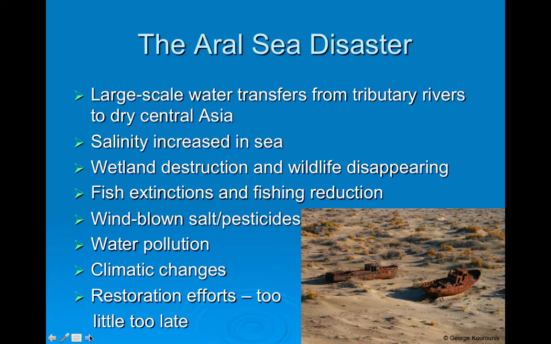Two major rivers that fed the sea were diverted by the Soviet Union to grow cotton. The sea shrank. It became saltier. When the sea shrank, that means it became more concentrated. There was less fresh water flowing into the sea, so the water that was left was saltier. So first thing is, fish died because it gets too salty for them.